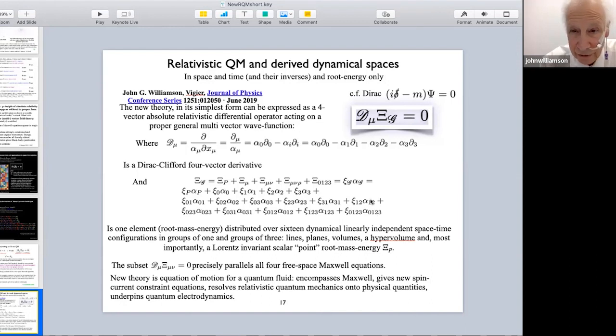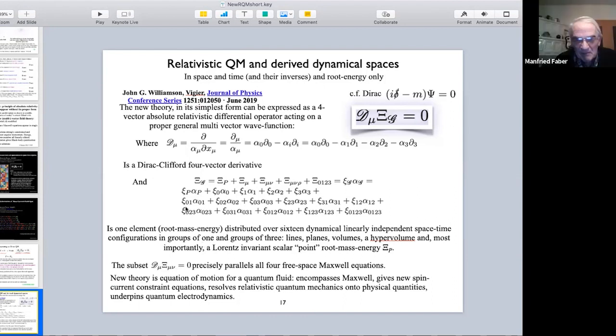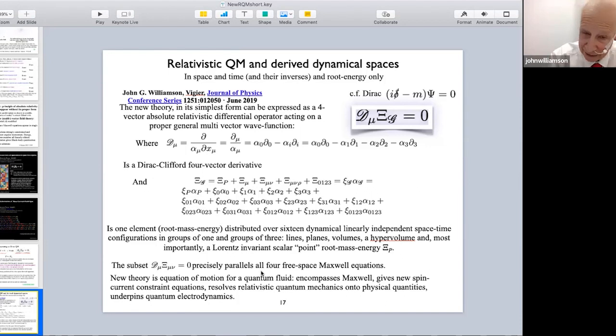So I want to act with this on this. I'm going to have four components acting on 16, and I'm going to get 64 elements. Also, I just want to note the subset d mu psi mu nu. Taking just the six field components, it precisely parallels all four free space Maxwell's equations with the proper signs, as in the sign convention of Jackson. So the new theory is an equation of motion for a quantum fluid encompassing Maxwell, encompassing new spin current constraint equations, resolving relativistic quantum mechanics onto physical quantities rather than mathematical quantities, and I claim it underpins quantum electrodynamics. Now let's try and show all of that.